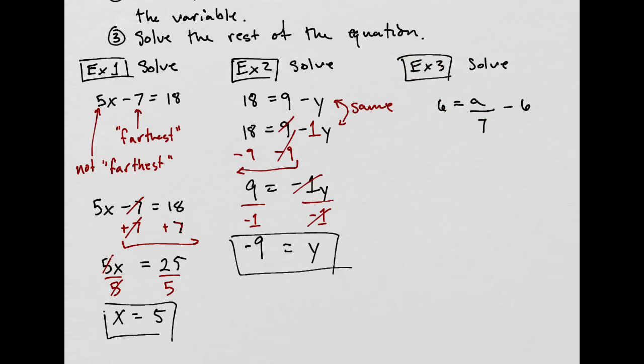All right, here we have 6 equals a divided by 7 minus 6. If you know how to do it, you can pause it and do it. Or, I'll give you a hint, the 7 is not the farthest away.